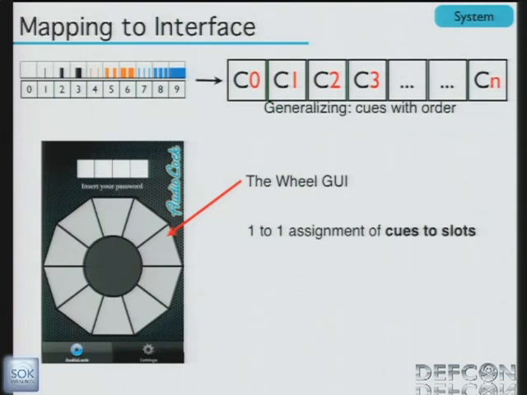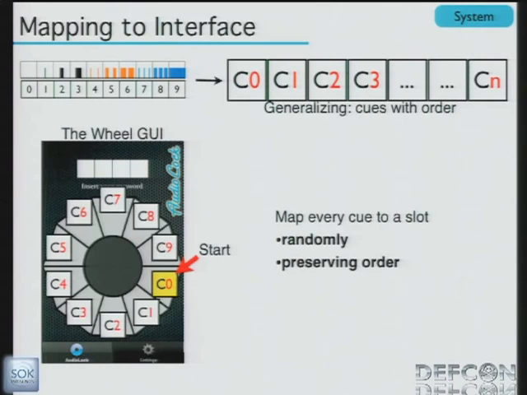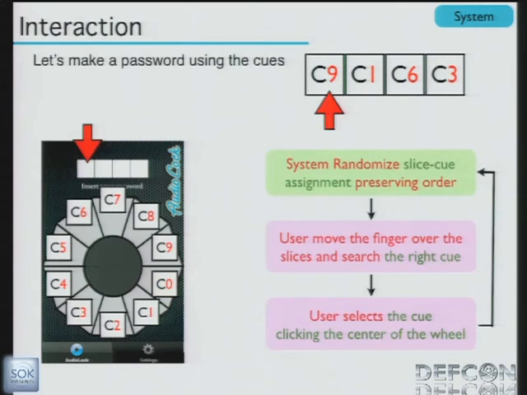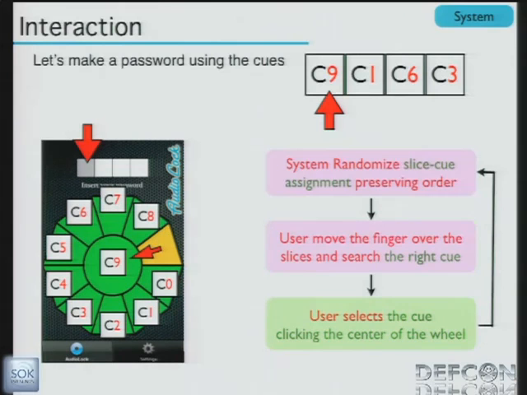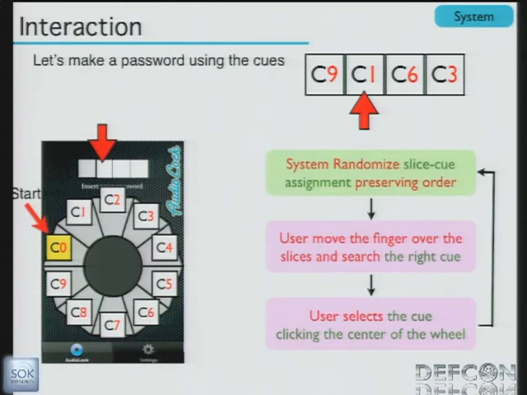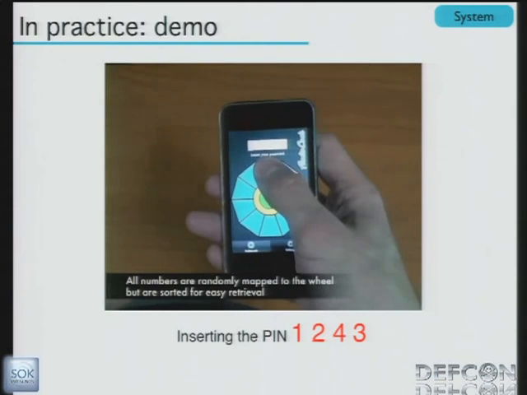So here's the touchscreen version of the rotary wheel interface. 10 slots for 10 digits. They're assigned to slots with a one-to-one correspondence, preserving order but randomizing the start point for observation resistance. So you start somewhere, move around looking for the correct number, and then select the center of the wheel to lock in that digit. Move on to the next one. And then the order is re-randomized on each trial so that you can't learn anything from the previous entry. So here's a video showing.